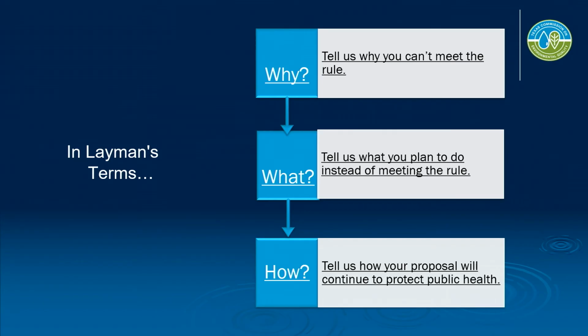Basically, this 39L is going to go over everything that we look for with exceptions and how we consider things. It gives you a good outline of what to expect. You're going to want to tell us why you can't meet the rule, what you plan on doing instead of meeting the rule, and how your proposal will continue to protect public health.